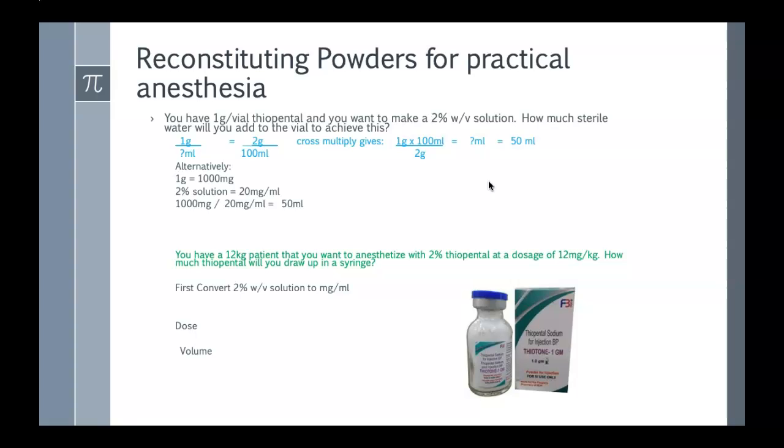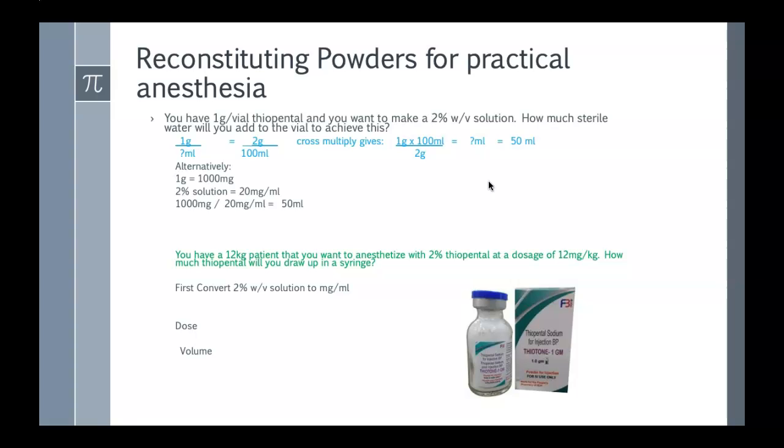So next example. Now, okay, so now we have a 12 kilogram patient that we want to anesthetize with a 2% thiopental solution at a dose of 12 mg per kg. How much thiopental will you draw up in a syringe?